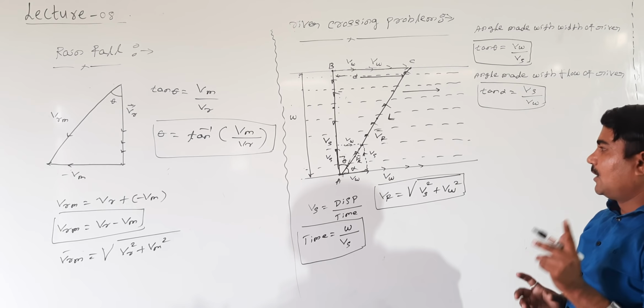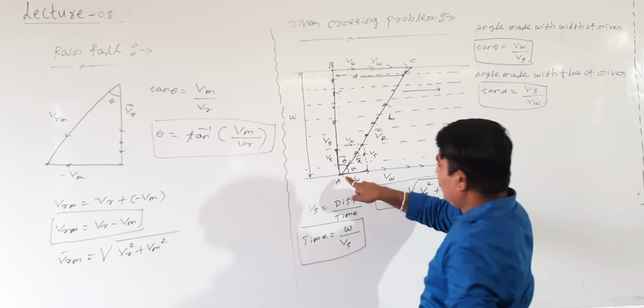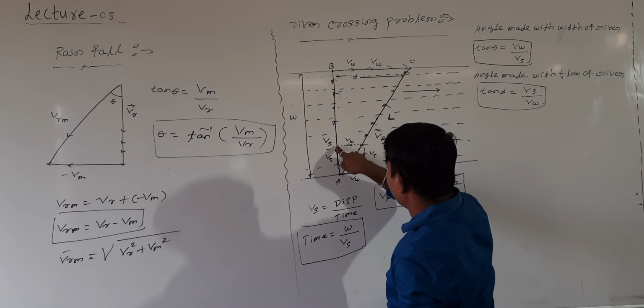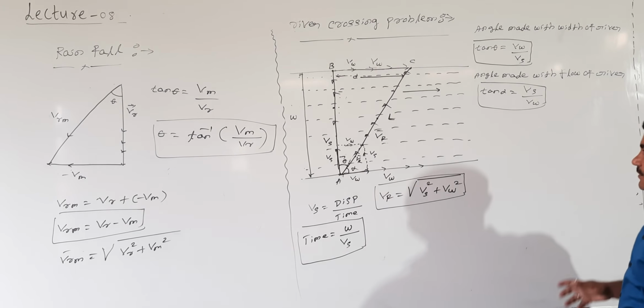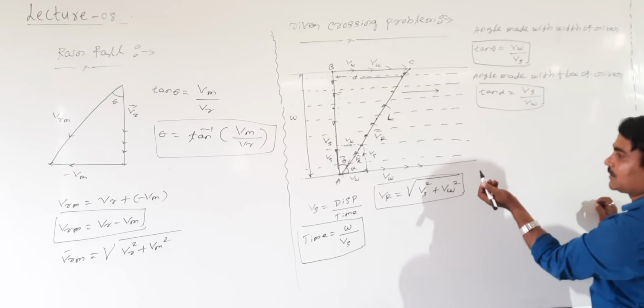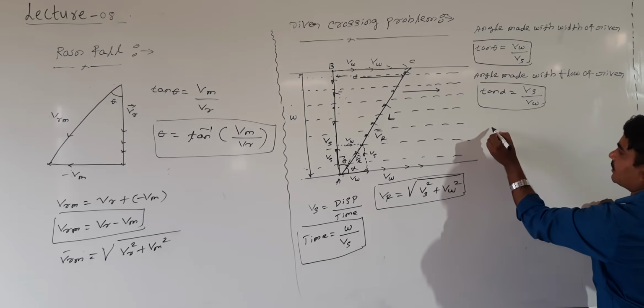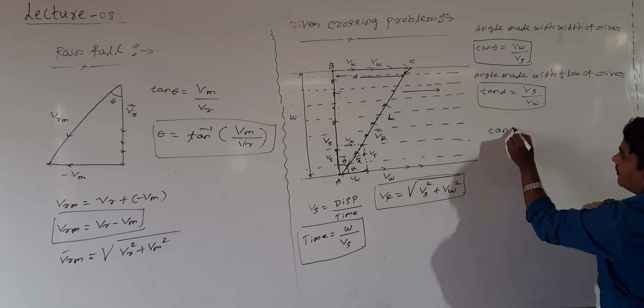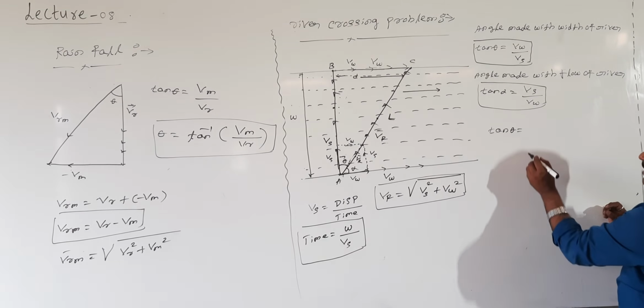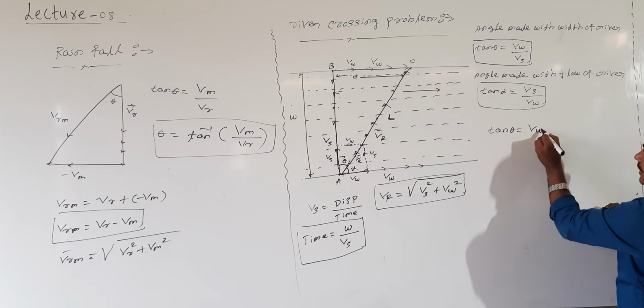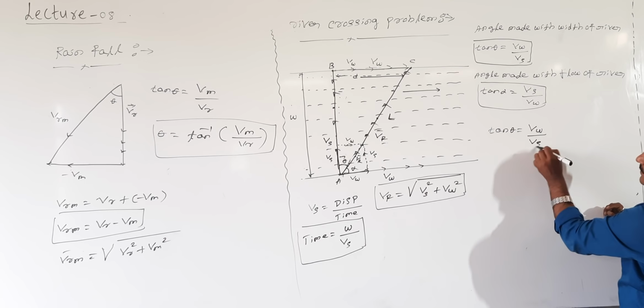Right, students? Look at me here. First of all, this geometry looks like a triangle. Right? Shall I take tan theta or cos theta, no matter. Initially, I will take tan theta. What is tan theta from this? Opposite by adjacent. What is opposite? VW. What is adjacent? That is Vs. Right?